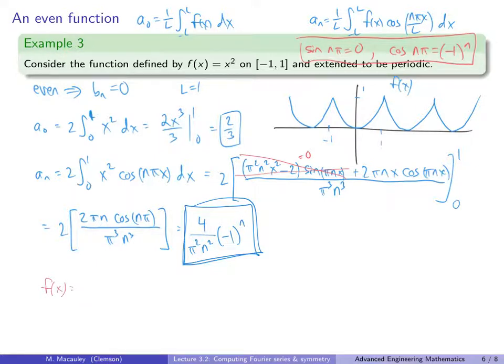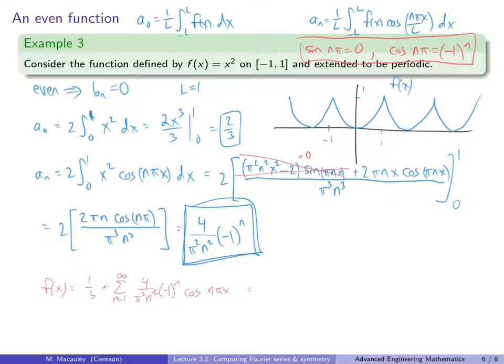So our Fourier series, f of x, is a naught over 2. Now a naught is 2 over 3. So a naught over 2 is going to be 2 over 6, so that's 1/3. So it's 1/3 plus the infinite sum from n equals 1 to infinity of 4 over pi squared n squared times negative 1 to the n times cosine of n pi x. So there's my Fourier series.